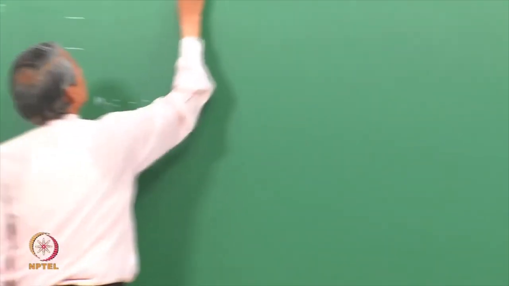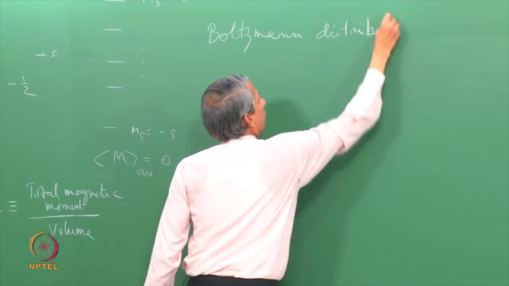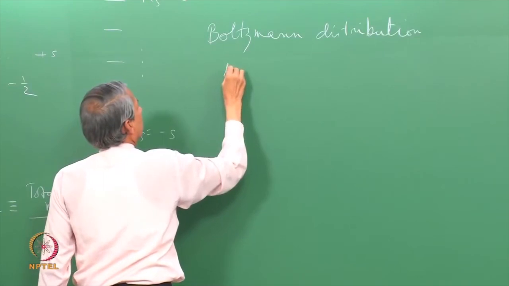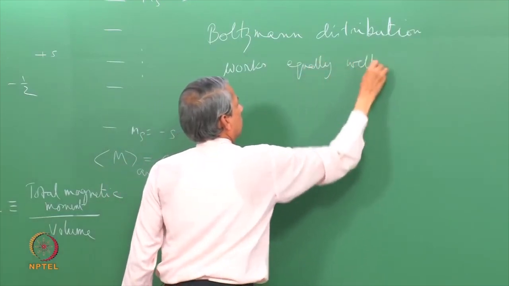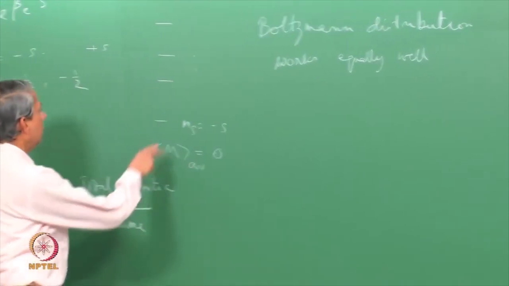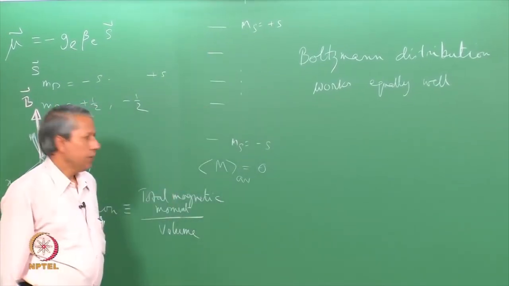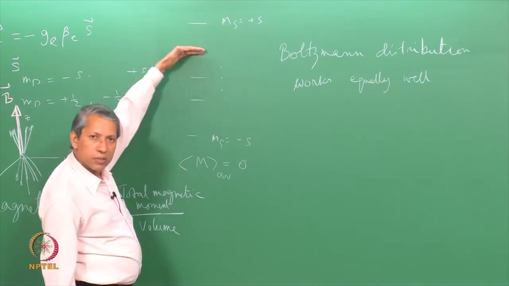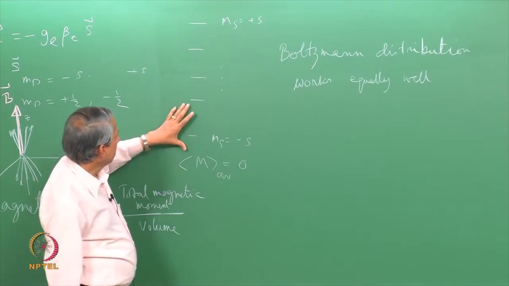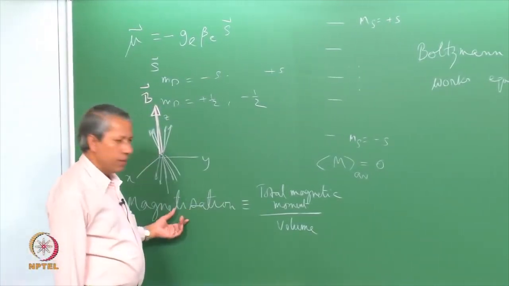For such weakly interacting or non-interacting particles, the Boltzmann distribution works equally well. So we will use this distribution to find out how these various particles will be distributed among the various m_s values. The lower level will be more populated than the higher level. This will be a little bit less, still less, and this is the least populated one. So if I add all the magnetic moments, the net result is not going to be 0. Therefore, the system will have a net magnetization.